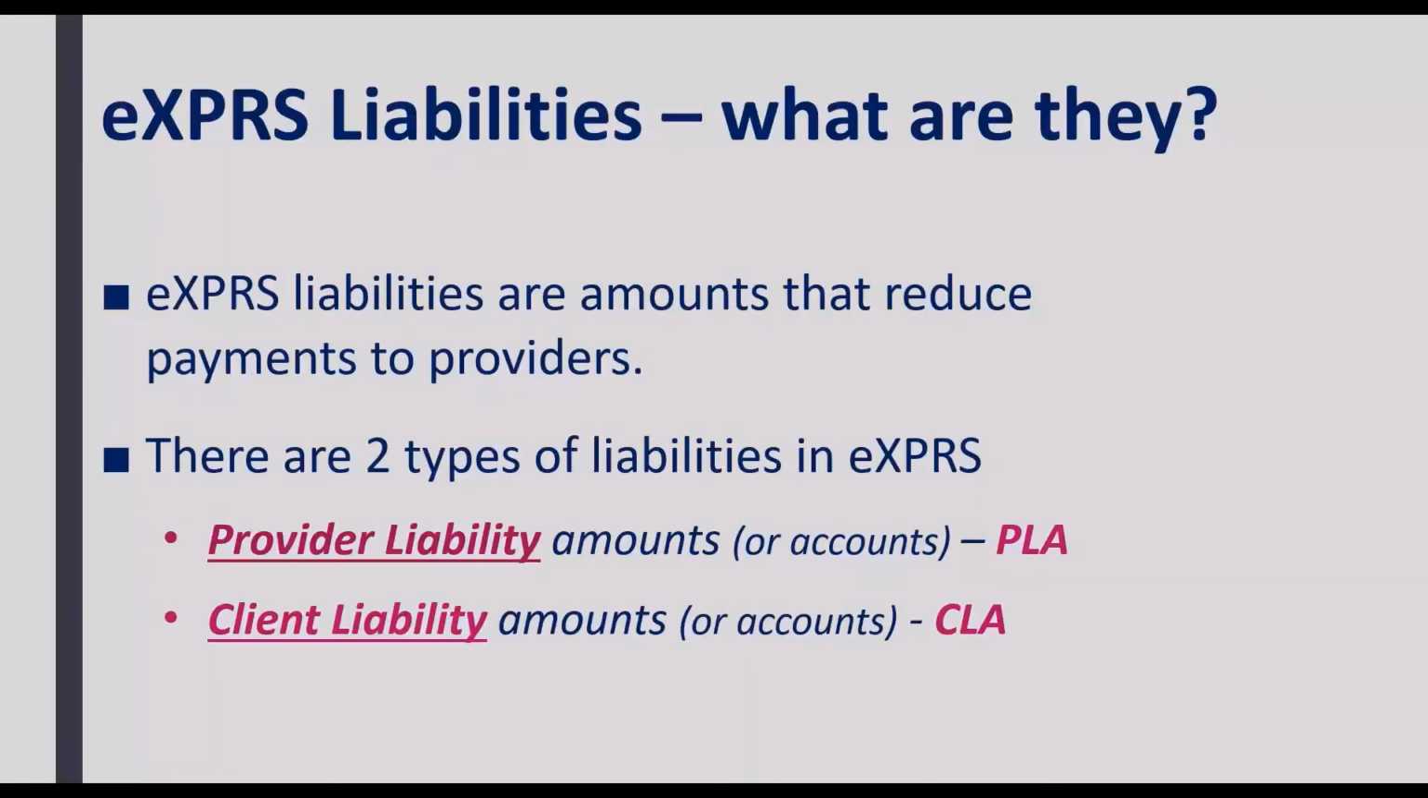So Express as a system has a liabilities processing function. Express liabilities are amounts that are used to reduce payments to providers to recover funds that you owe the state back, or funds that you should not be receiving from the state. And there are two types of liabilities in Express. There is the provider liability amount or account, and the acronym for that is PLA. And then there's the client liability amount or account, and that acronym is CLA. We'll talk about each of these individually.